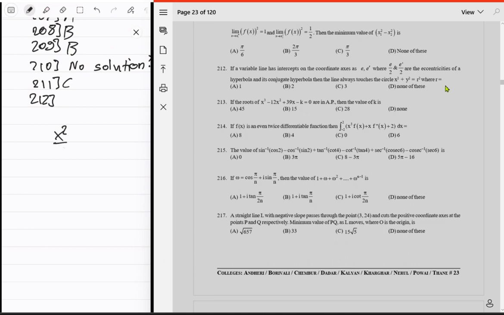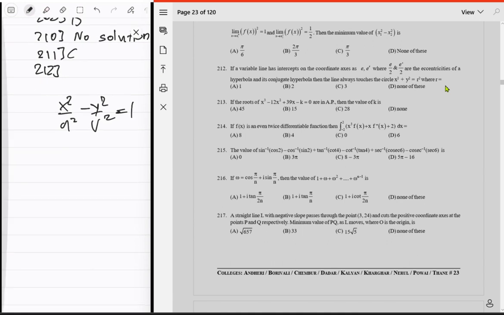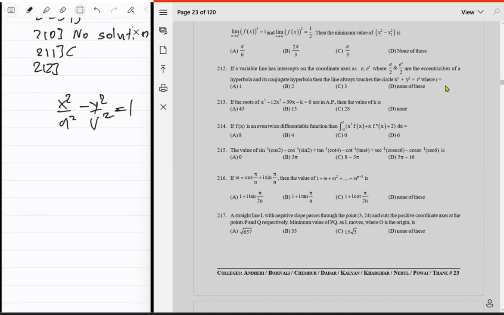So x square upon a square minus y square upon b square equal to 1. That's our hyperbola. If you change x and y, it still doesn't actually change anything, because the shape will remain the same. The only way, if you want to change it, you can do only one thing: change the positions of a and b. So like this, right? And change y and x. Who cares? This would probably be the conjugate hyperbola. I don't know, whatever it is.